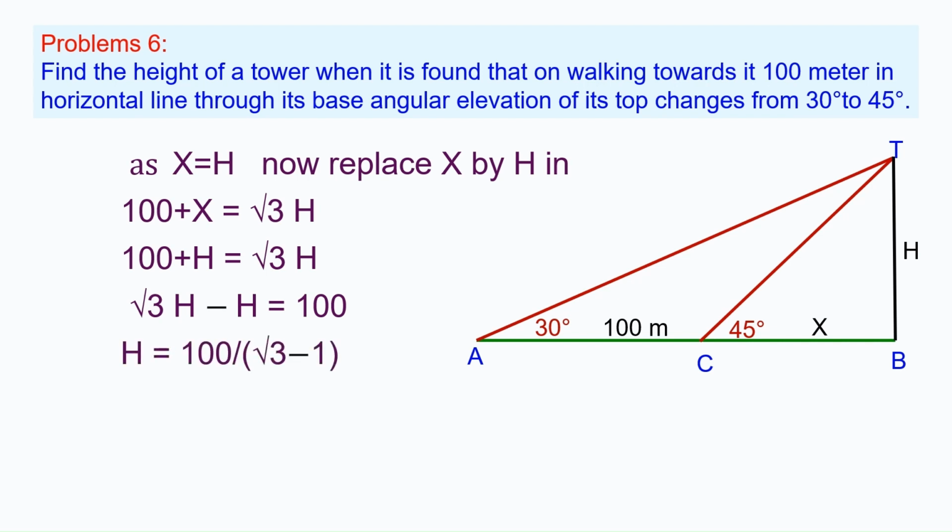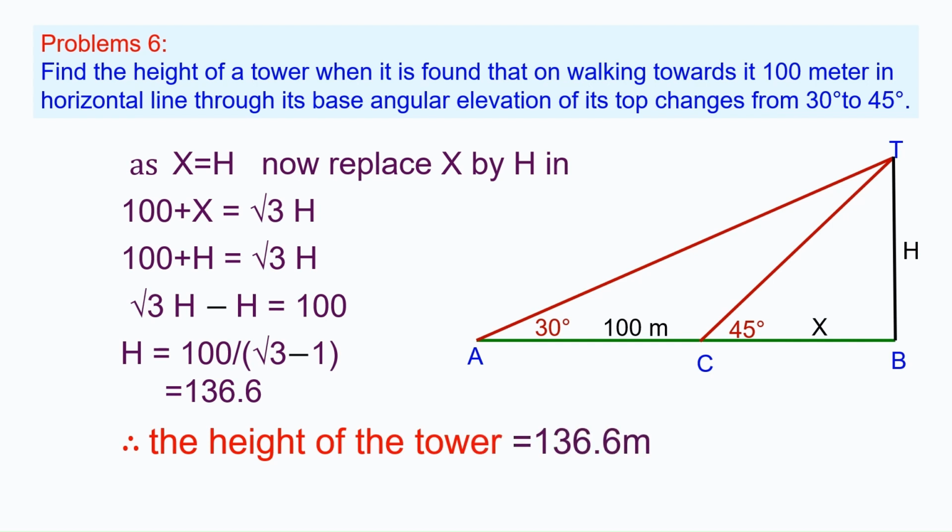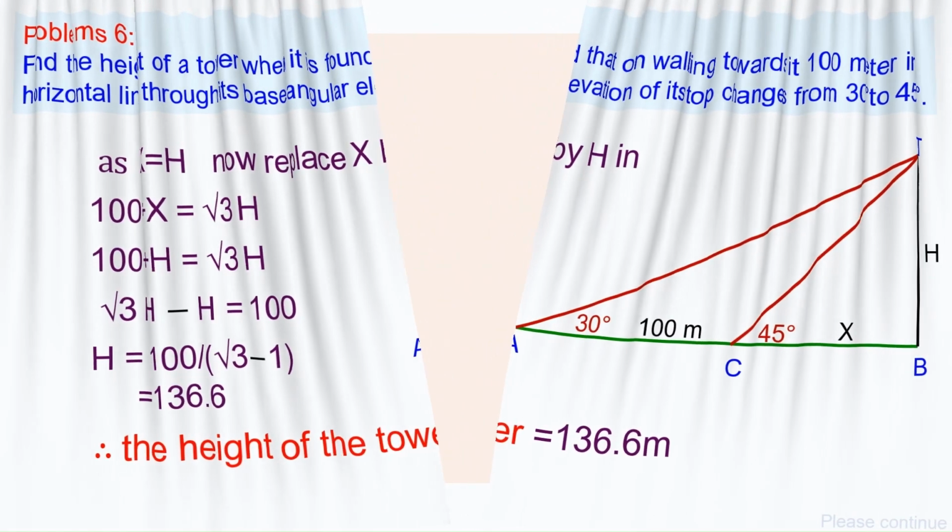Solving it further, by replacing x by h, we get h equals 136.6. The height of the tower equals 136.6 meters.